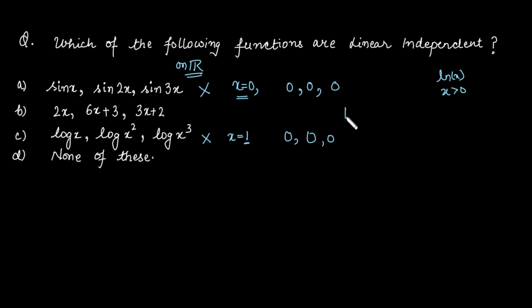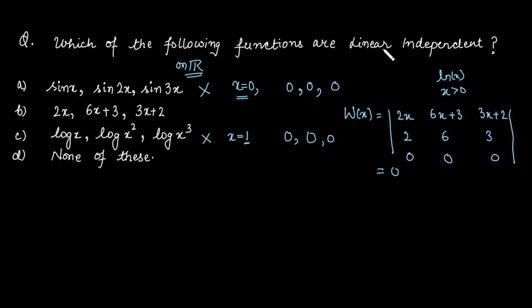So in this case, we can find the Wronskian. The first row is 2x, 6x plus 3, 3x plus 2. Its derivative row is 2, 6, 3. What is the further derivative? 0, 0, 0. So the last row is all 0. And what is the determinant in this case? That is 0. If the determinant is 0, we can say that the functions are linearly dependent. So again, this is not linearly independent. So the final answer in this case is none of these.